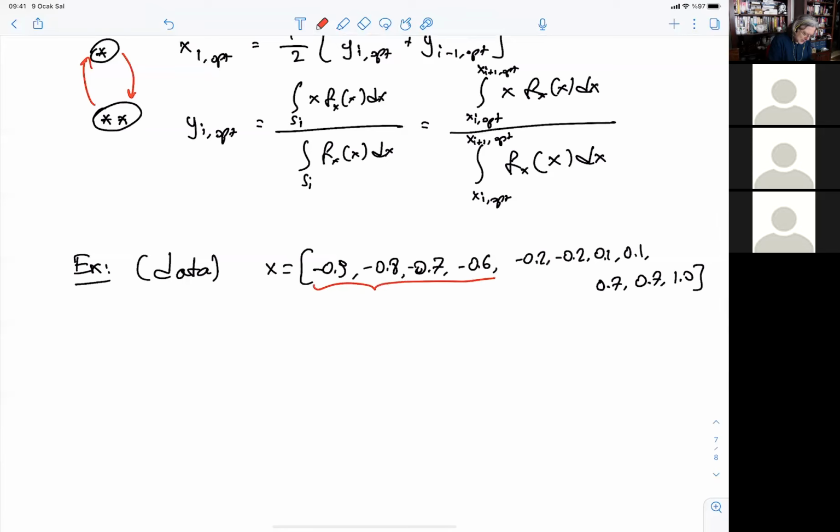Probably the first cluster will be somewhere here, the second cluster will be somewhere here, the third cluster will be somewhere here on their centroids. I can visually see this. If I want to make a quantizer, the first quantizer output will be like minus 0.75 for this. It will be somewhere around 0 here, and it will be somewhere around 0.8 for this cluster. So a 3-level quantizer is almost there.